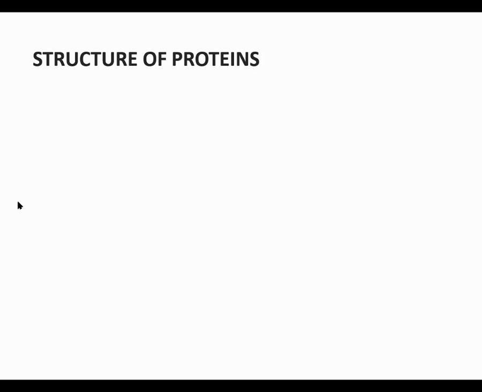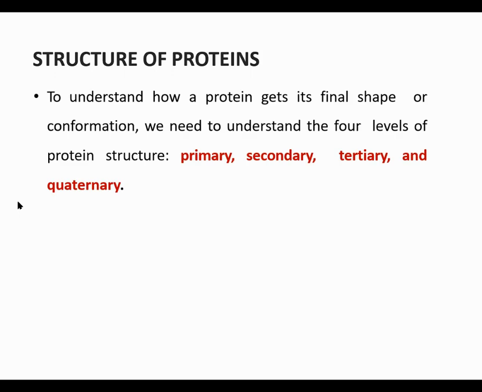So the sequence of a protein is determined by the DNA when it encodes during protein synthesis. Now, any change in the gene or DNA sequence may lead to a change in the amino acid sequence of the protein. Even just changing one amino acid in a protein sequence can affect the protein's overall structure and function. Now, to understand how a protein gets its final shape or conformation, we need to understand the four levels of protein structure. So we have primary, secondary, tertiary, and quaternary.